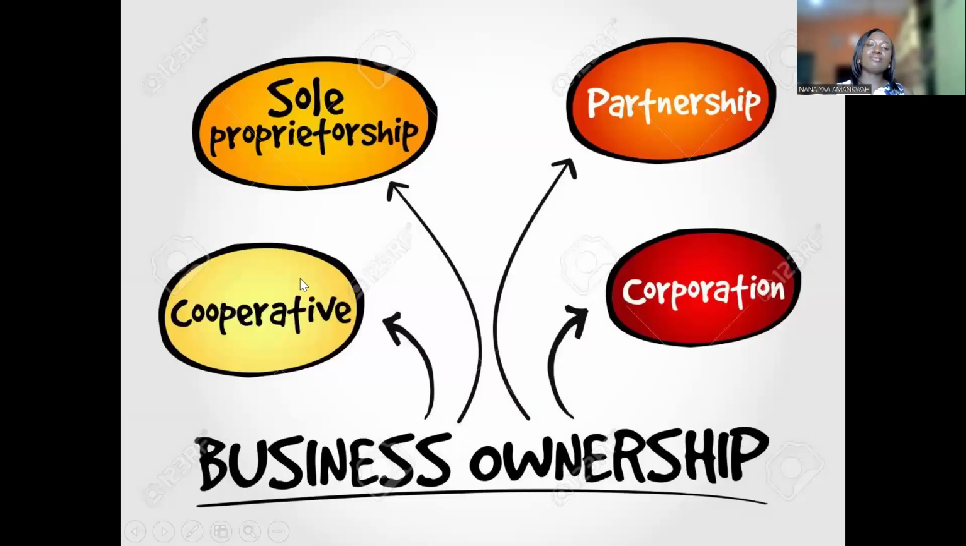Good. So in regular terms, we look at these four types of business ownership. In literature, you find that there are other ones that are mentioned, such as the LLC and quite a number, but the major ones that we want to focus on are the sole proprietorship, partnership, cooperative, and corporation. So these are the ones that we'll pay attention to for now.